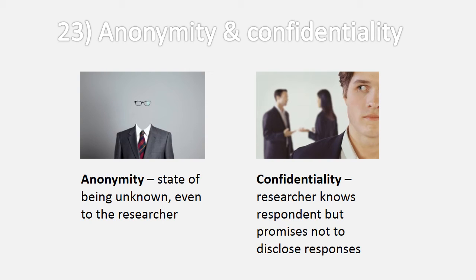Anonymity and confidentiality are two ways to protect participants against harm. For example, anonymity is actually the state of being unknown, even to the researcher a lot of times. In a double-blind experiment, the participant doesn't know to which group they belong, and nor does the researcher. So truthfully, the researcher says, I don't know if you're taking a placebo or if you're actually taking the real experimental drug, or however you want to apply that.